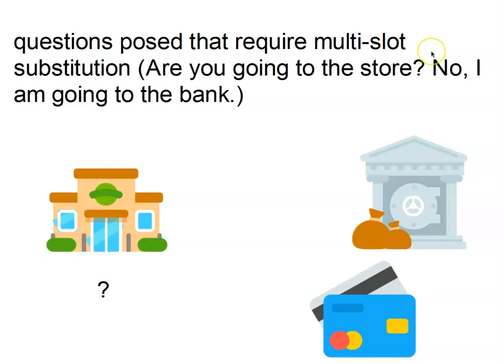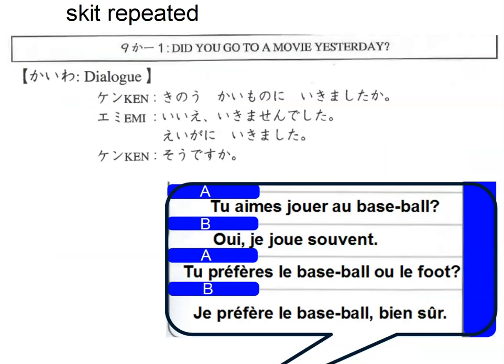And then there are questions that are posed that require you to change multiple things in the sentence. Okay, like we just looked at the subject and verb conjugation thing, but this is a little more involved. This is like a question. Are you going to the store? And then you're going to say, no, I'm going to the bank. No, I'm not going to the store. I'm going to the bank. Okay, but you're changing the I. You're changing the location. It's a little more involved.